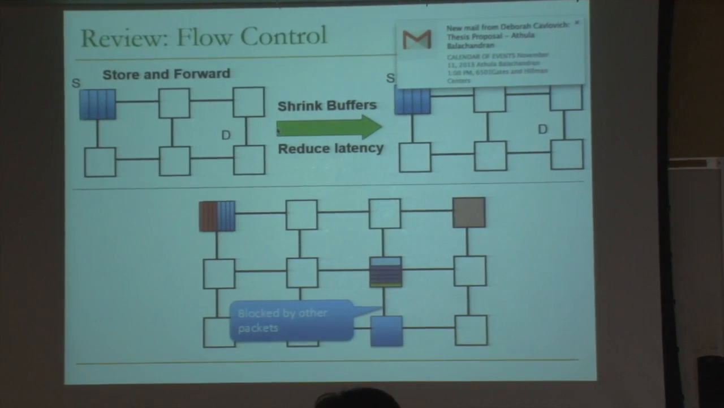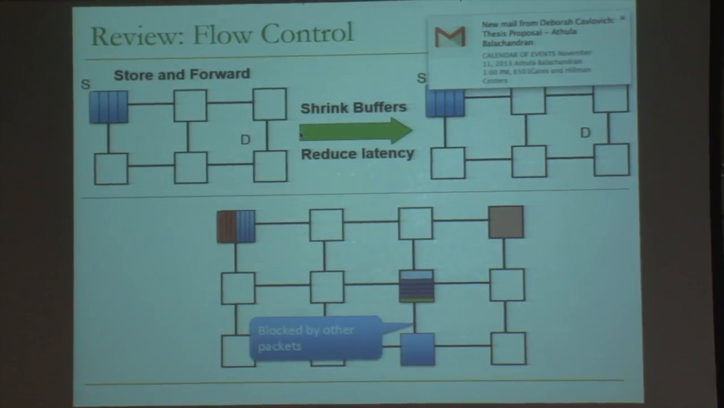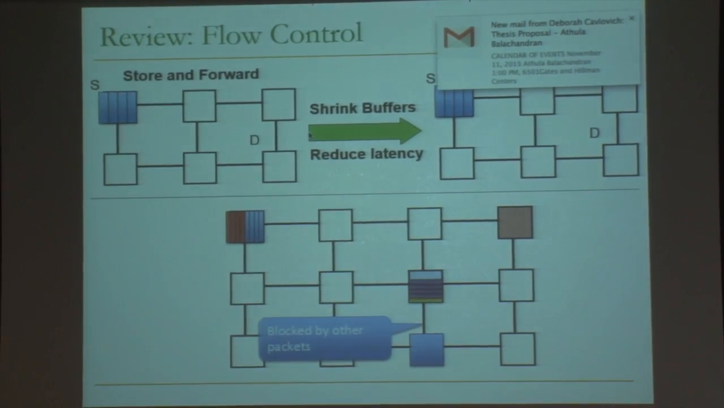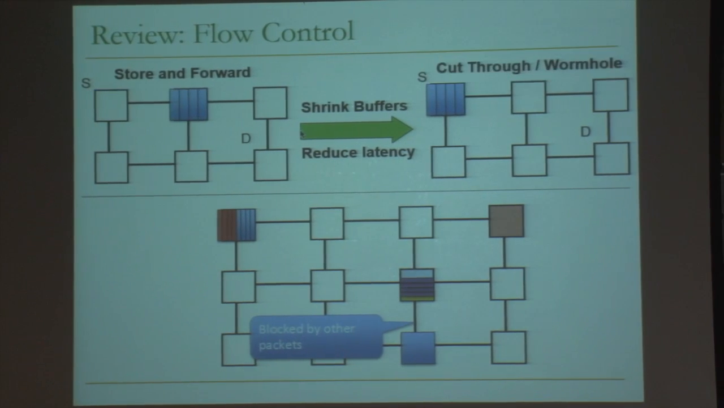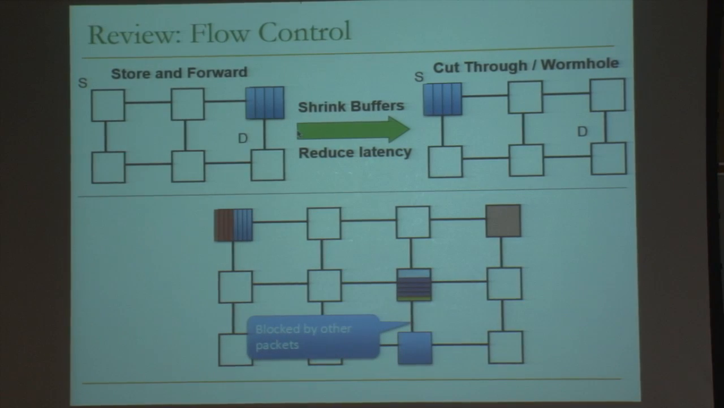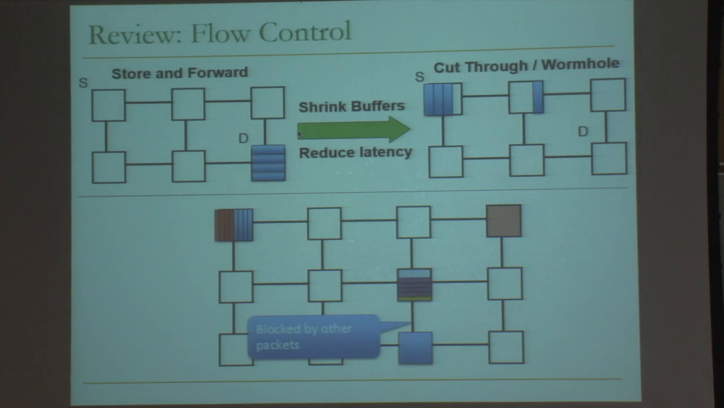So reviewing what we saw until now, we started with store and forward. You transfer the whole packet from one router to the other. The problem was you have big buffers, long latency. We shrank the buffers and reduced the latency, and we reached the cut-through and wormhole routing technique that we saw, where you start sending, and before you even know if you have enough buffer space further down, you keep on sending.